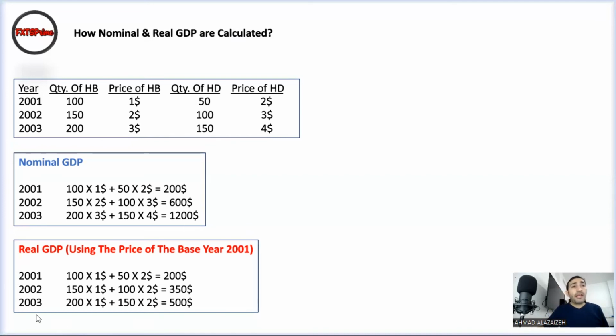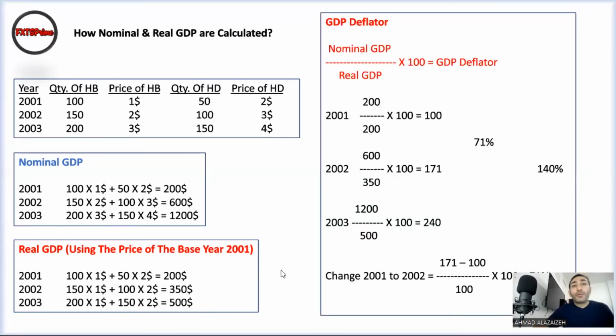So let's calculate 2003: 200 hamburgers produced in 2003, and the price of the base year is $1, plus 150 hot dogs produced in 2003, and the price for each hot dog was $2 in the base year, so total 500. So you can see now how the real GDP is being calculated. Now I want to discuss with you something called the GDP deflator. So what does the GDP deflator mean?